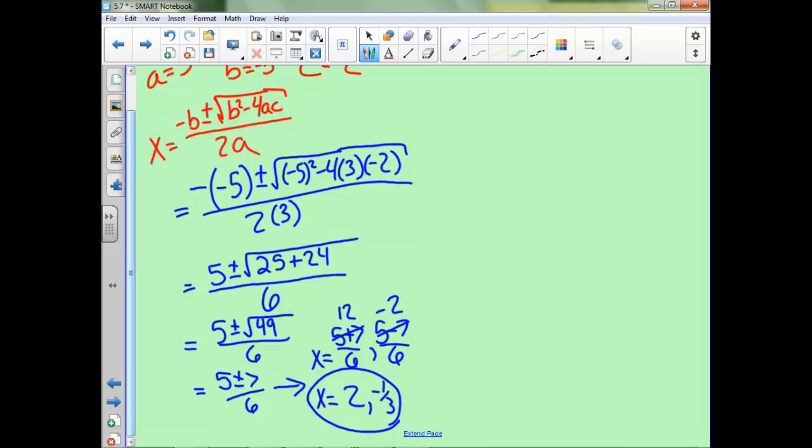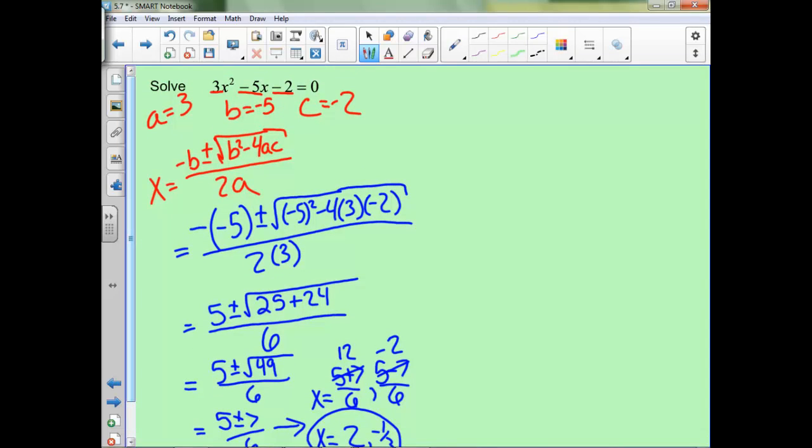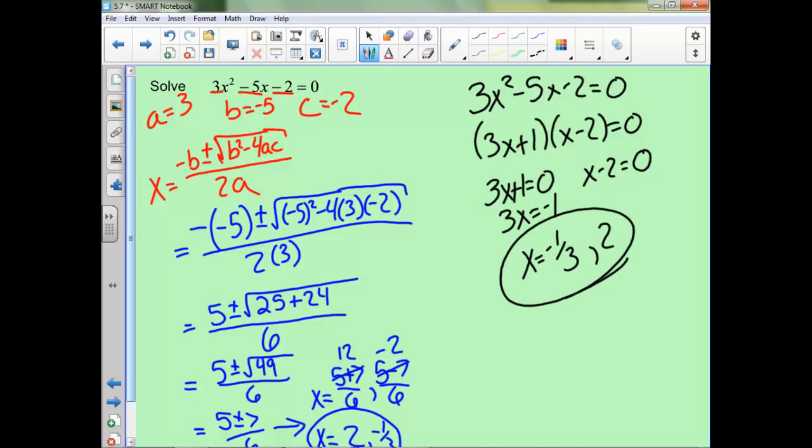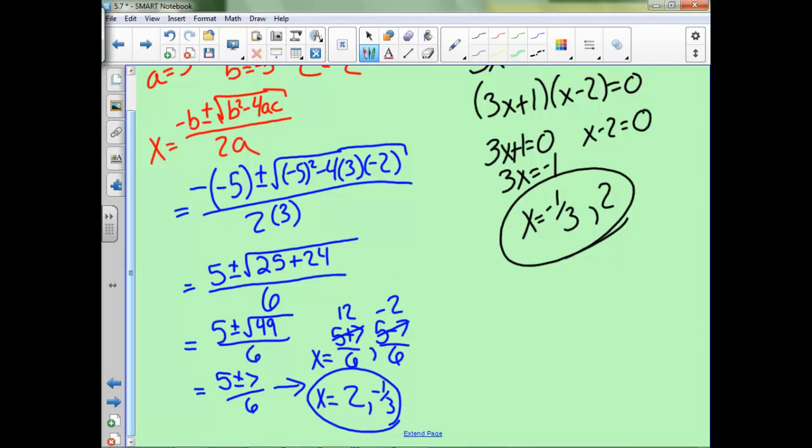This is one where we could have factored. If we did factoring, this would factor into 3x plus 1 and x minus 2. Notice we get the same thing, and that's fine. If you can do factoring, it's probably going to be a little shorter, but we know that the quadratic formula always works, whereas factoring does not.